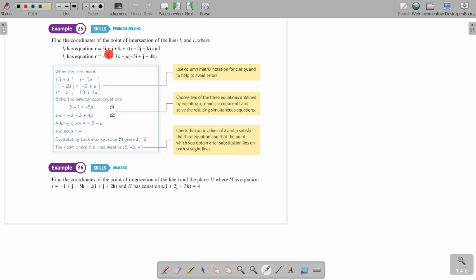All you have to do is take the equation 3 plus lambda, that is the x coordinate, 1 minus 2 lambda, which is the y coordinate, and 1 minus lambda, the z coordinate. You equate it to the other one, the second line, and then you solve the first two. You take the first two, solve and get the lambda and mu values, and you substitute the lambda and mu values into the third equation and check whether the third equation is satisfied.